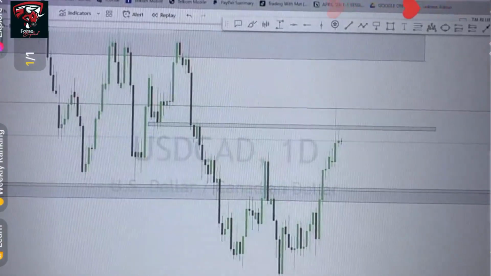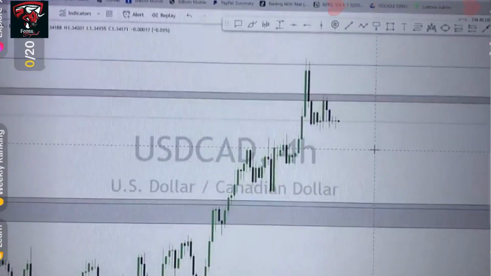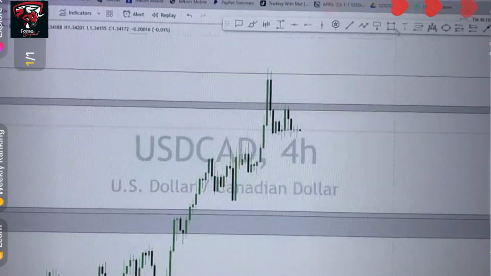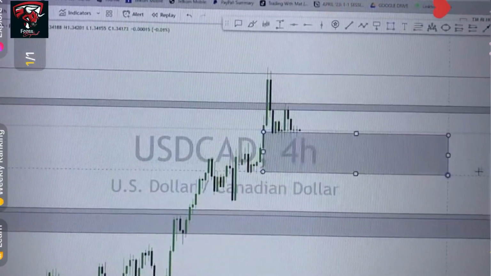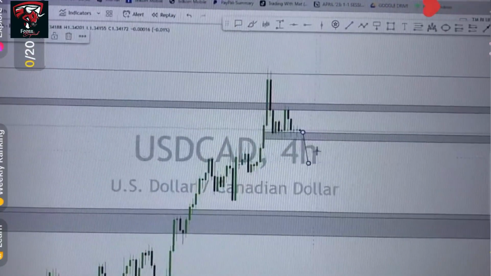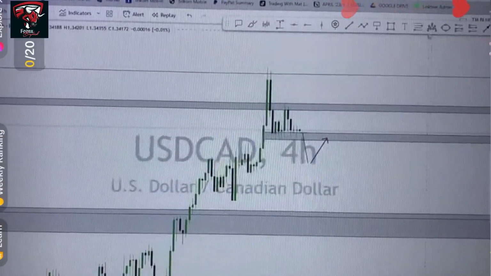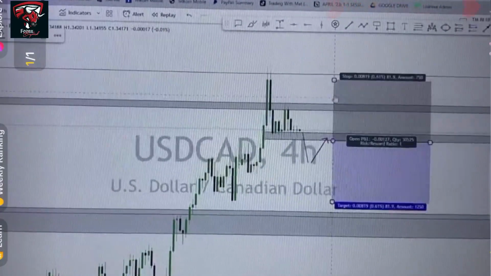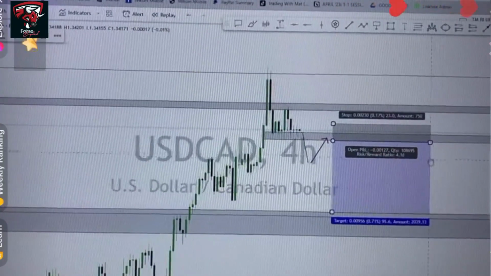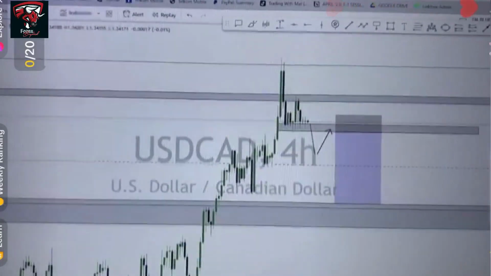Let's go into a 4H quickly. 4H has not broken any structure. This is perfect. I really like this. All right, there you go. You've got your lows on the 4H. Okay, if the market breaks out before CPI, comes back into this area, I am going to be taking a look at my sales from here. That's what I'm going to be looking at.